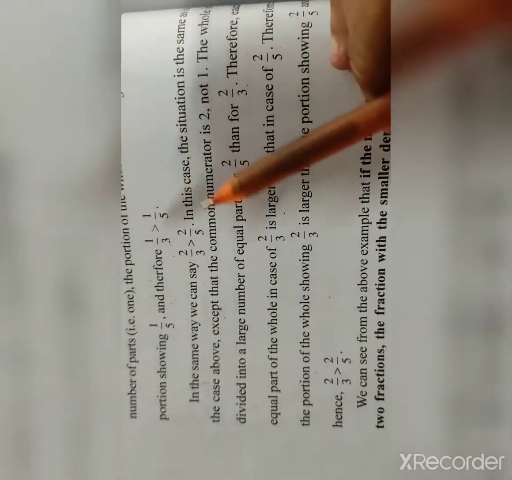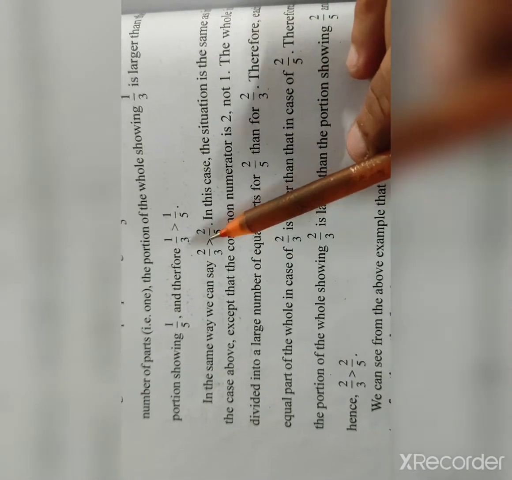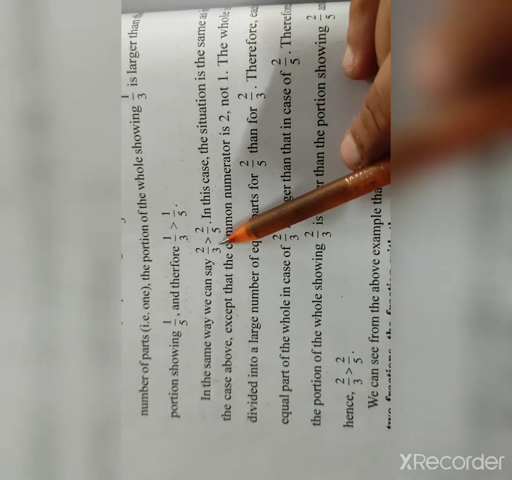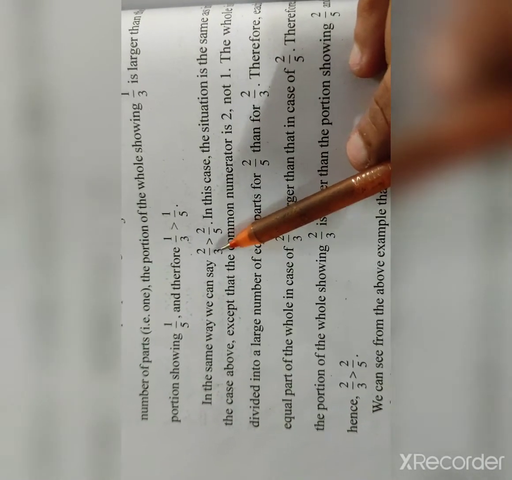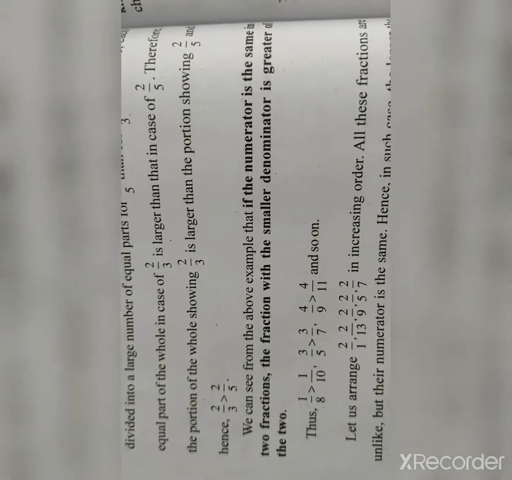See, numerators are same. We have to keep this in our mind. Denominators are different, numerators are same, so the fraction with smaller denominator will be greater than the other. In this case, the situation is the same as the case above, except the common numerator is 2, not 1. The whole is divided into a different number of equal parts in 2 upon 5 and 2 upon 3. Therefore, each equal part of the whole in case of 2 upon 3 is larger than that in case of 2 upon 5. Therefore, the portion of the whole showing 2 upon 3 is larger than the portion showing 2 upon 5, and hence 2 upon 3 is greater than 2 upon 5.